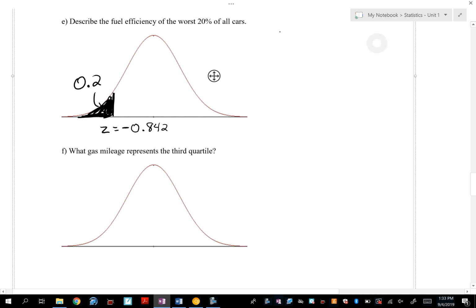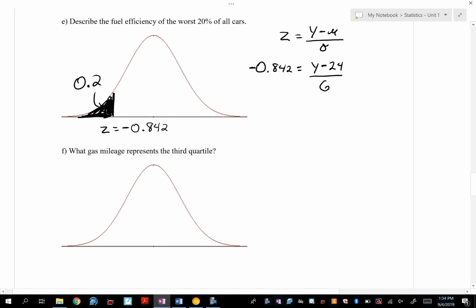Let's go ahead and write down our formula again. Z equals Y minus mu over sigma. We now have a Z-score, negative 0.842. Do we know what fuel efficiency goes with that Z-score? We don't. So we're going to be solving for Y. Y minus, our mu is still 24, and our sigma is 6. And oh snap! We have entered the world of algebra. I know, right? Today we're right in it. All right?